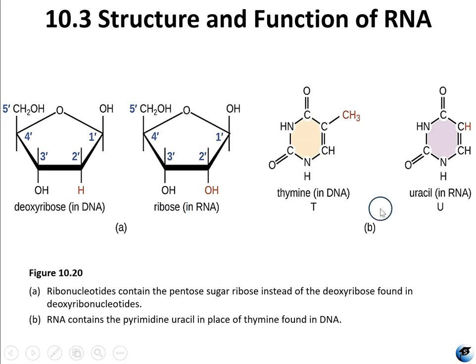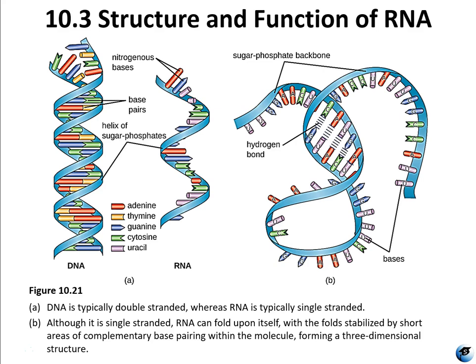Thymine has a CH3 group here, and uracil only has a CH here. So they are very minor differences. Structurally, they are very minor. Figure 10.21 compares the overall structure of DNA versus RNA.